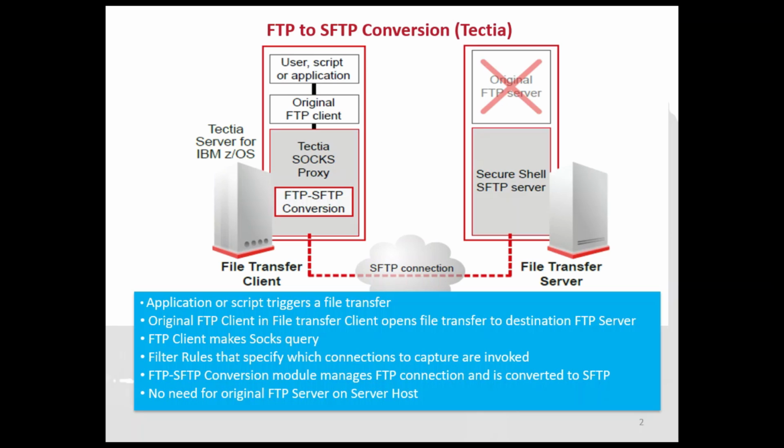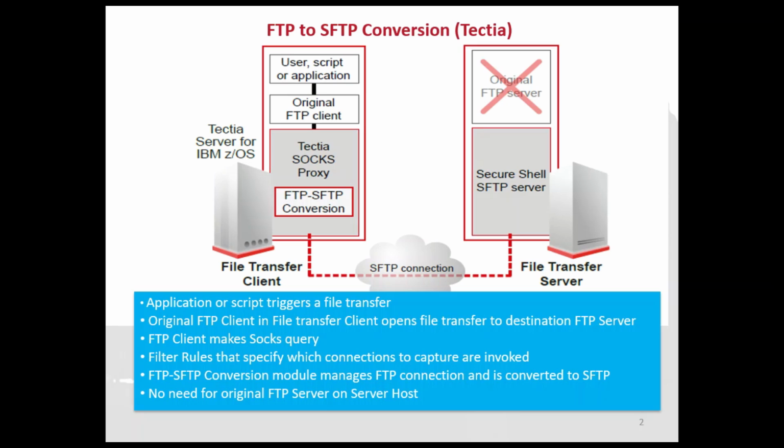The filter rules that specify which connections to capture are defined in the SOCKS proxy configuration, and I'll show you that in a few minutes' time. The connections can be captured based on the destination address and/or the port. The FTP to SFTP conversion module can extract the username, password, and also the destination hostname from the FTP application and use them for authentication and connection setup with a Secure Shell SFTP server.